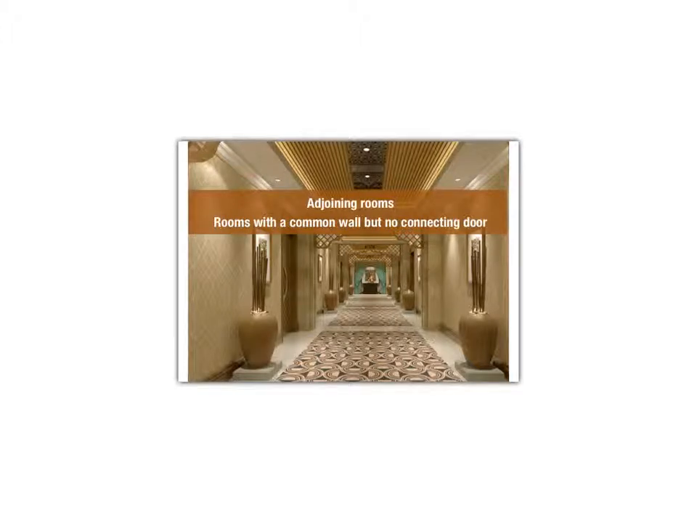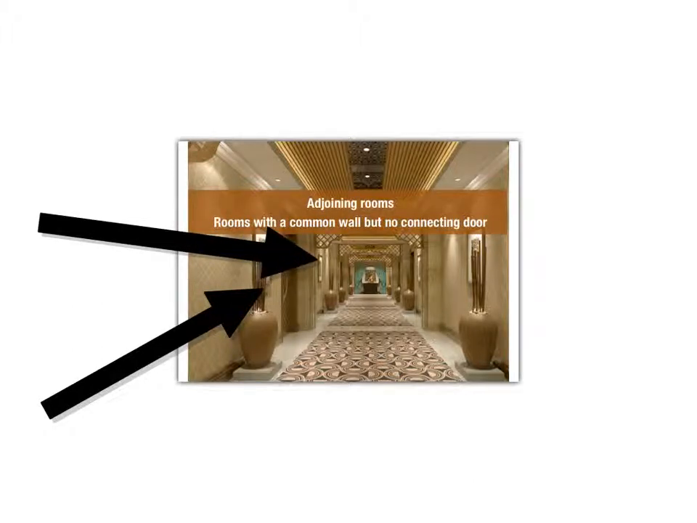Adjoining rooms is when you have two rooms that are next to each other but they don't have a connecting door. For example, in this picture you could have this room adjoining with this room along the corridor. They're next to each other but they don't have a connecting door. These rooms are used a lot for maybe groups or families with older children.